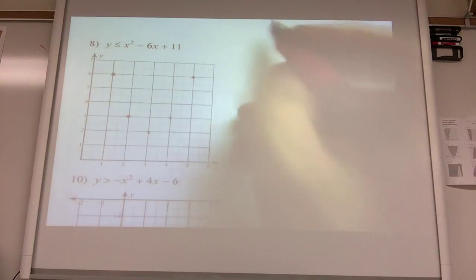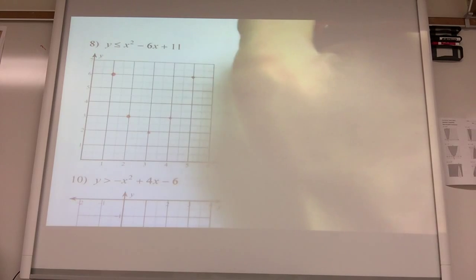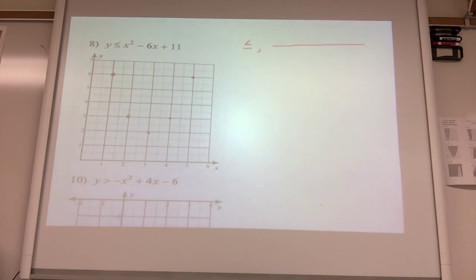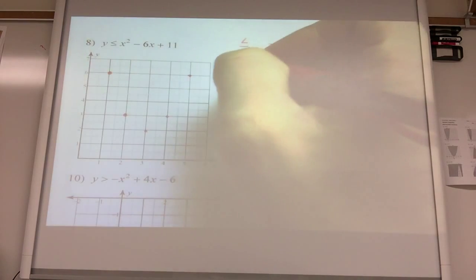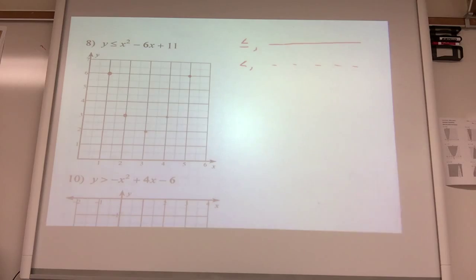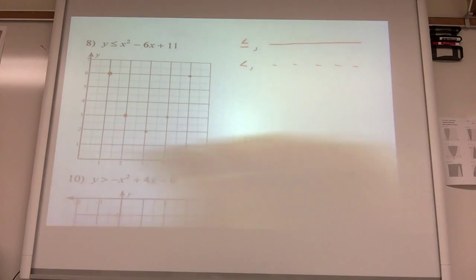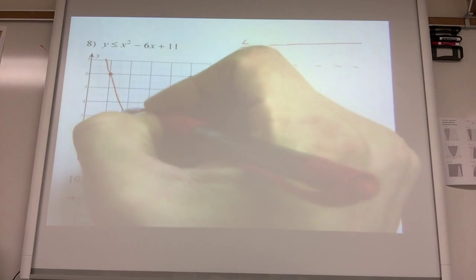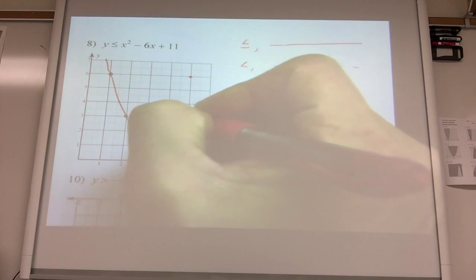It's less than or equal to, so again, less than or equal to because it's got the line on the bottom. We're going to graph it as a solid line. Remember, if it's strictly less than, then we would do a dashed line, but it's not. So it's less than or equal to. So I'm going to go ahead and do a solid line like this.